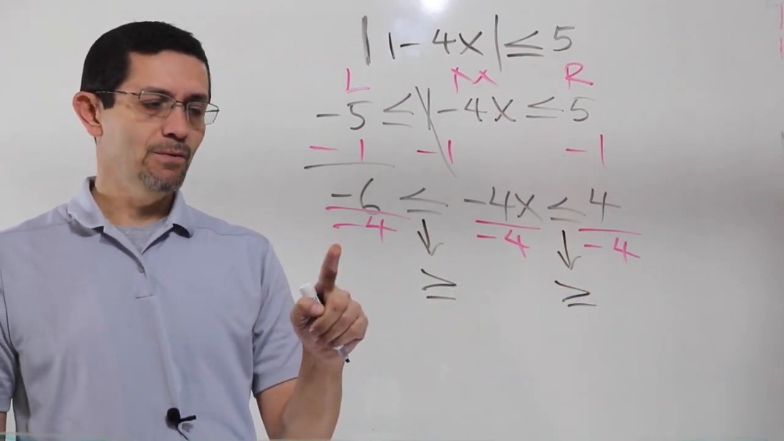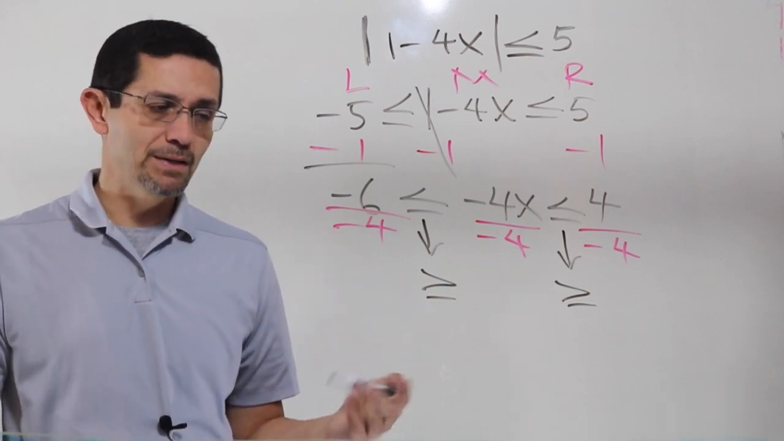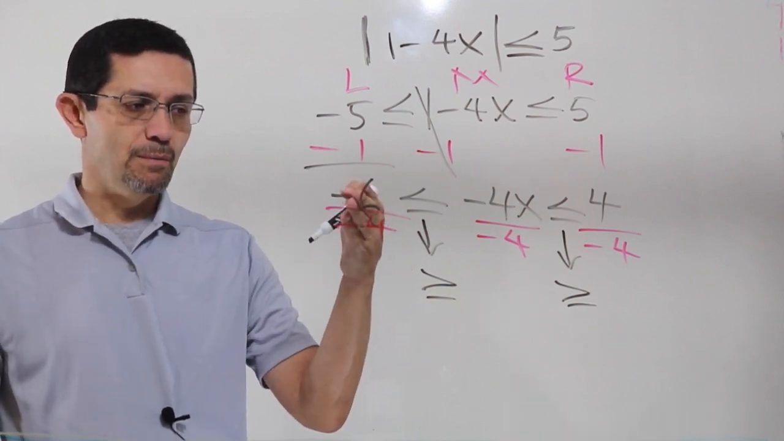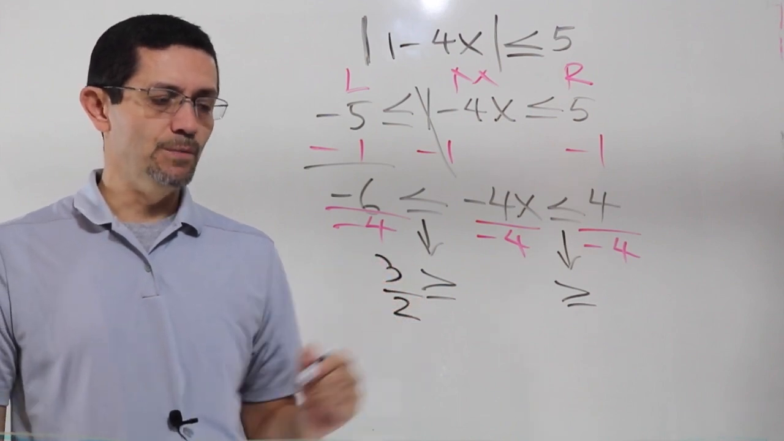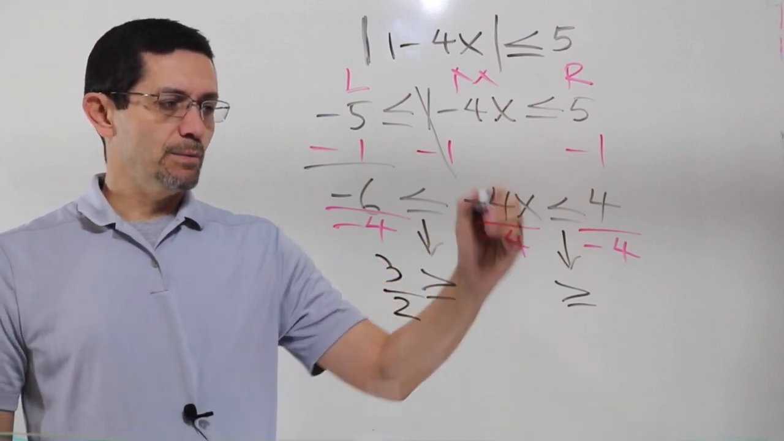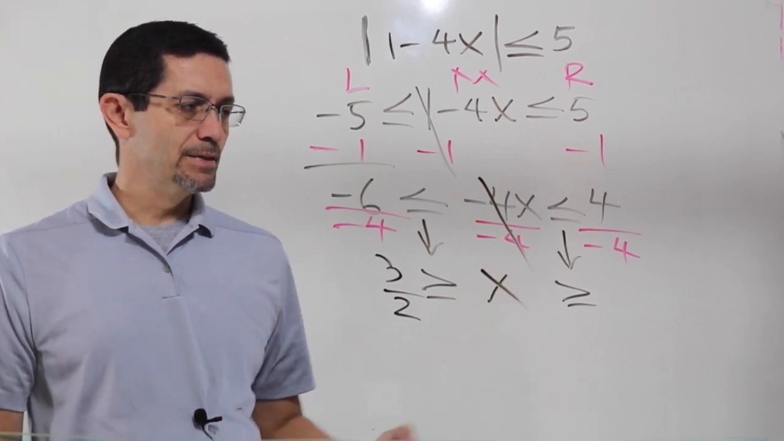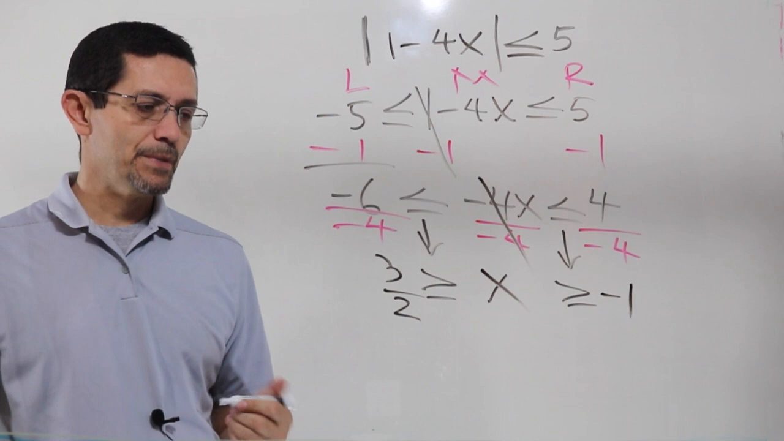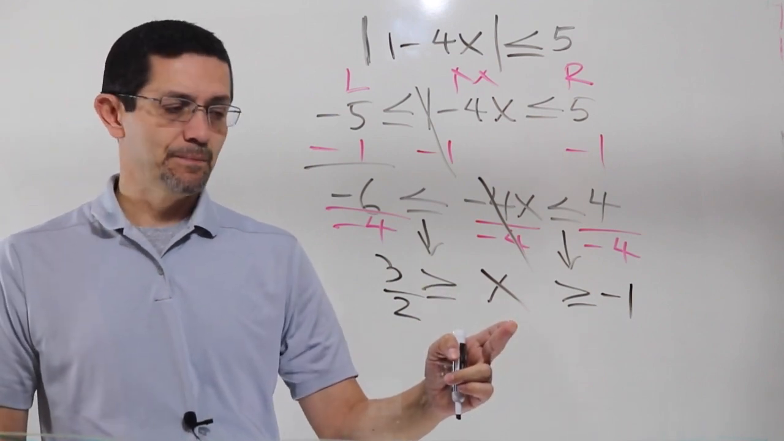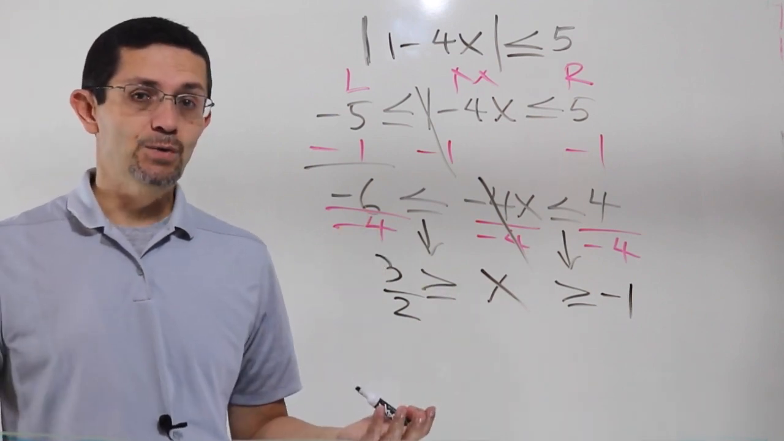Negative 6 divided by negative 4, those two negatives become a positive. Reduce, divided by 2 becomes 3, divided by 2 becomes 2. Negative 4 divided by negative 4 cancels out, and I have x, and here 4 divided by negative 4 becomes negative 1. Okay, now the x is by itself. I need to graph now.